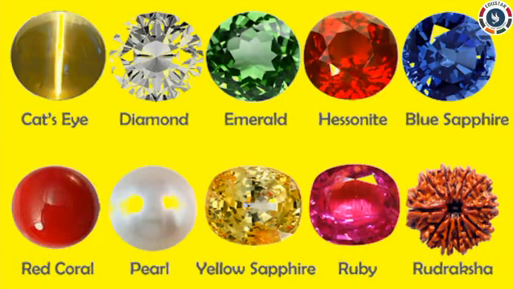Rocks give us gemstones. Dear children, look at these pictures. These kinds of beautiful stones we use to make our ornaments, isn't it? So these are called gemstones. Diamond, ruby, emerald and sapphire are the minerals used as gemstones.